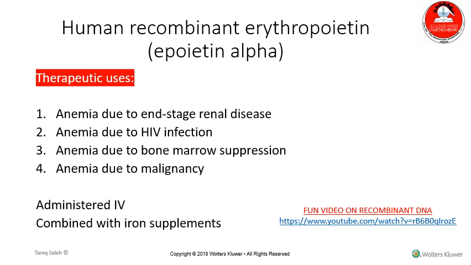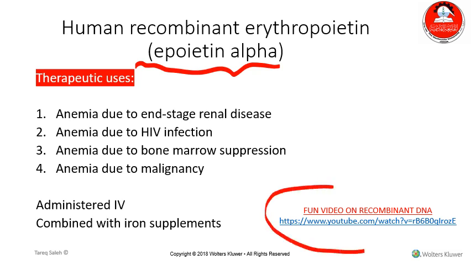This means that we can use erythropoietin therapeutically if we want to correct anemias caused by dysfunctional RBC production. Now we can synthesize human erythropoietin called epoietin alpha. This is the drug name. We can synthesize this hormone artificially using recombinant DNA technology.